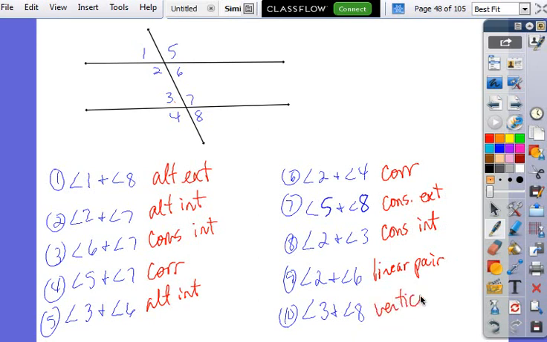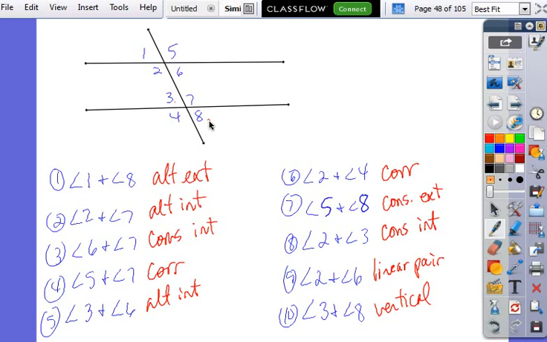Vertical. What do we know about vertical? They're across from each other, and what's automatic about vertical angles? They're the same. They've got to be the same number. Now, how many vertical angles do I have up there? I got 4. The 2 and the 5 are vertical. The 1 and the 6 are vertical. 7 and 4, 3 and 8. So I got a bunch of vertical angles, and that's going to be important here in a second.